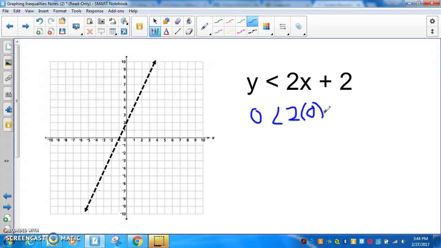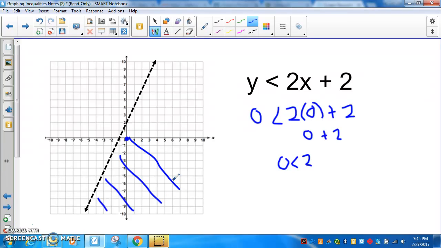If you plug in 0, 0, 2 times 0 is 0. 0 plus 2 is 2. 2 is greater than 0. I think that is true. So 0, 0 works. It's safe to assume everything on this side of the line also works. And you can go ahead and shade your line.